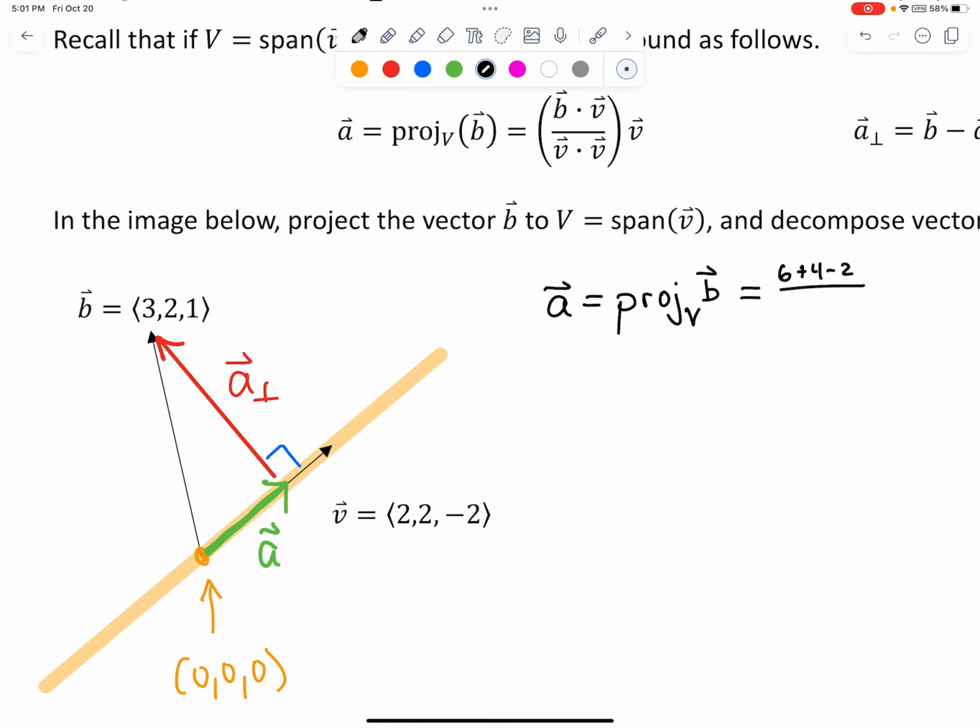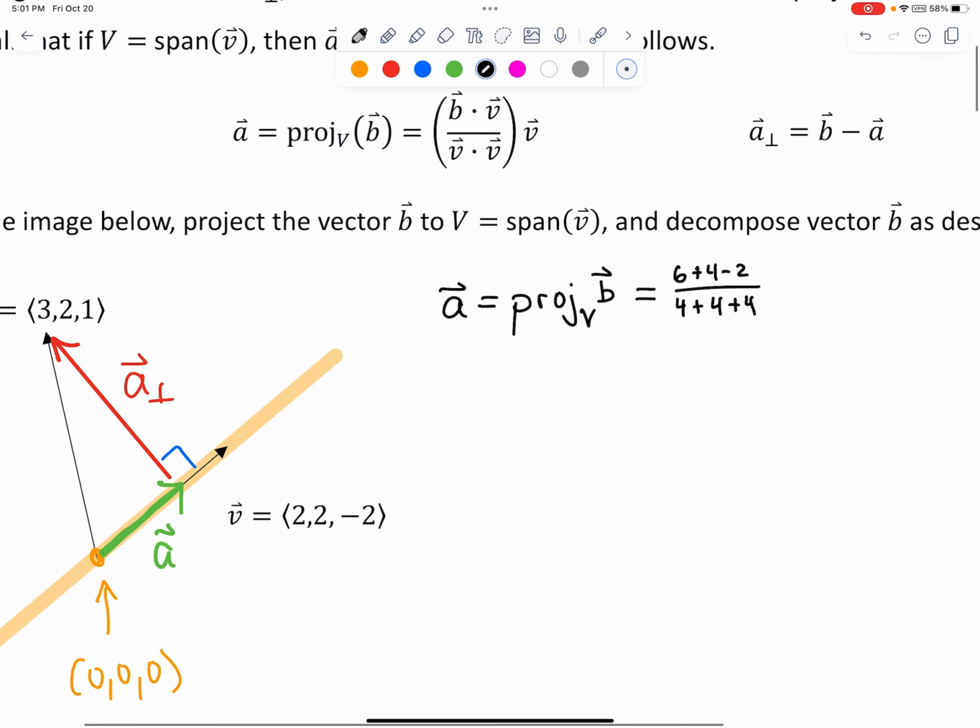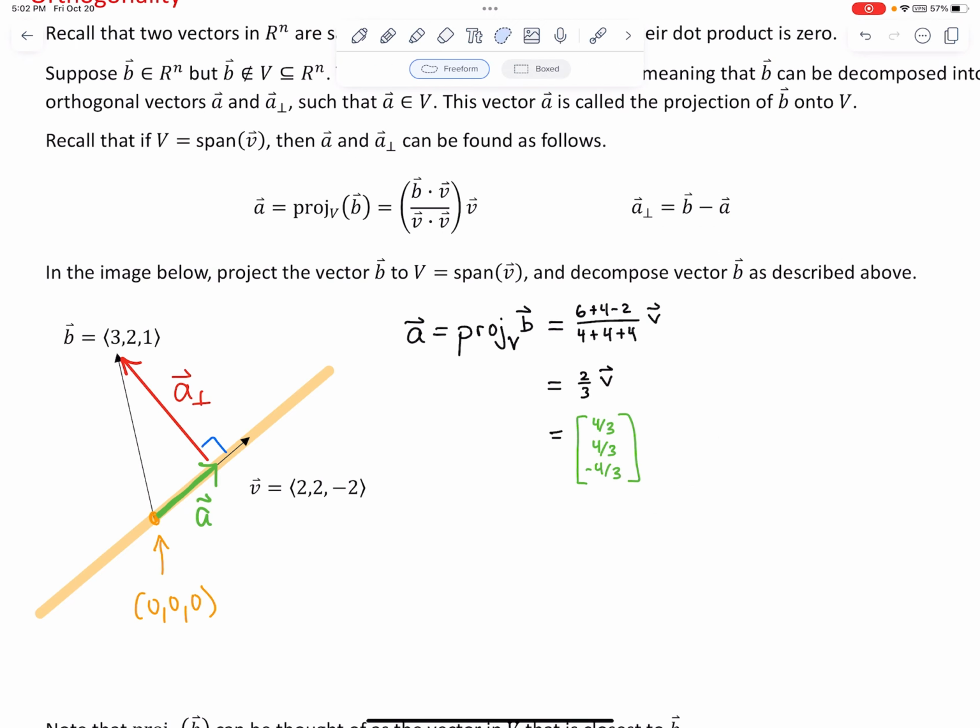And then divide that by v dot itself. So dot this vector with itself, we would have 2 times 2, which is 4, plus 2 times 2, which is another 4, plus negative 2 times negative 2, which is yet another 4. And this ultimately will be a scalar that will multiply to vector v. Now simplifying these numbers, we wind up getting 8/12, which is the same thing as 2/3. So we just have to multiply vector v by 2/3. You can distribute the 2/3 through each component, and we're going to get the result 4/3, 4/3, negative 4/3. And this is our green vector in the image.